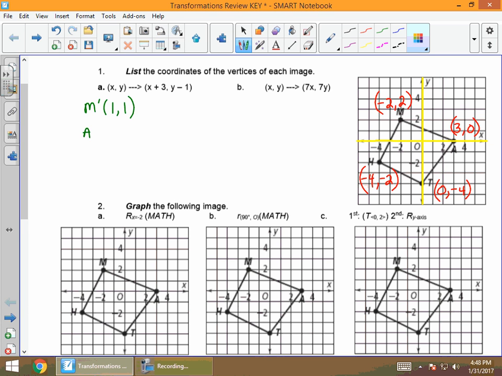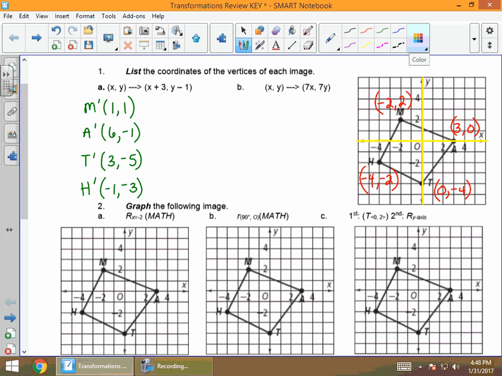The new A: well, the old A was at (3, 0). So 3 plus 3 is 6, and 0 minus 1 is -1. The new T: the old T was at (0, -4). So 0 plus 3 is 3, and -4 minus 1 is -5. And the new H: the old H was at (-4, -2). So -4 plus 3 is -1, and -2 minus 1 is -3. So my new M at (1, 1), my new A at (6, -1), my new T at (3, -5), my new H at (-1, -3).